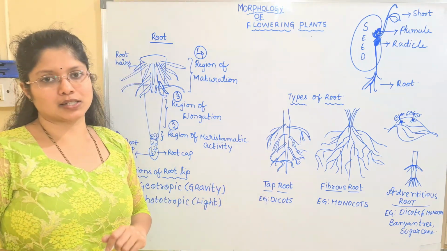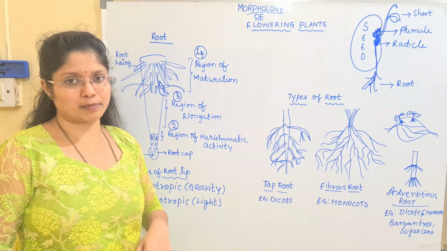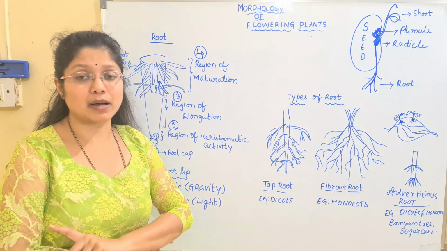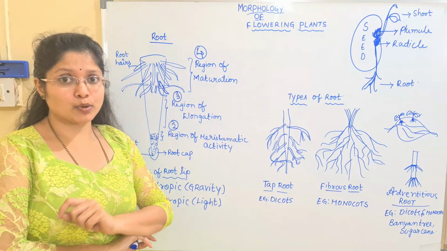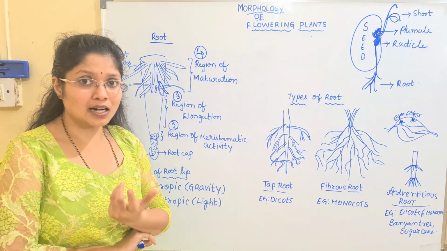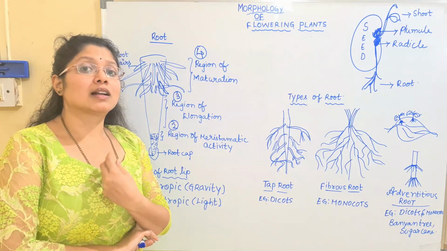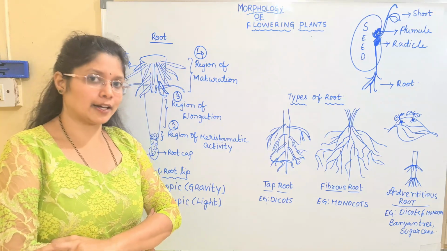Generally, this type of structure is seen in all the dicot plants. Dicots are mainly characterized by the presence of the taproot system. So whenever you see a plant with a taproot, you can easily classify it as a dicot.